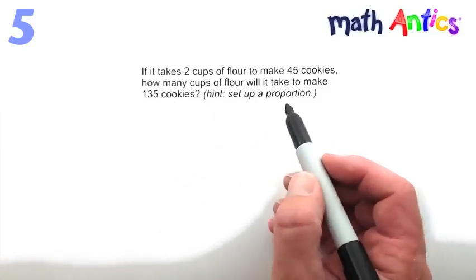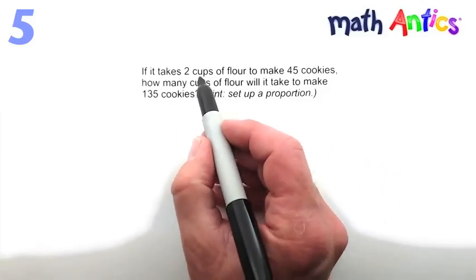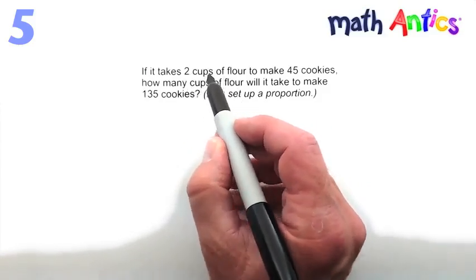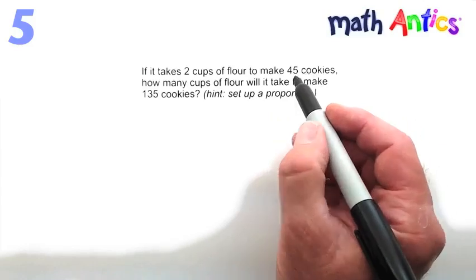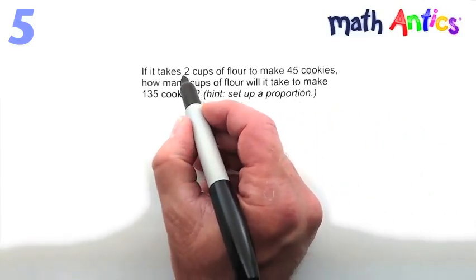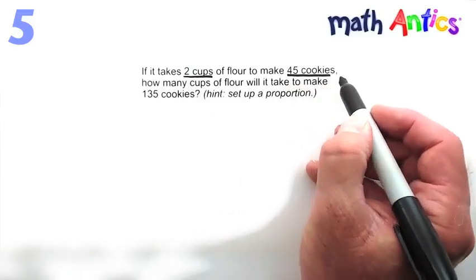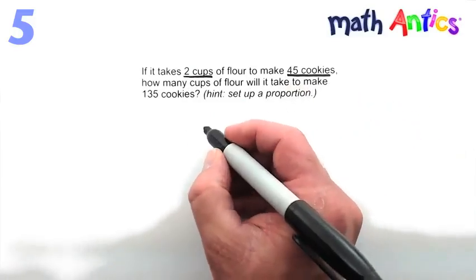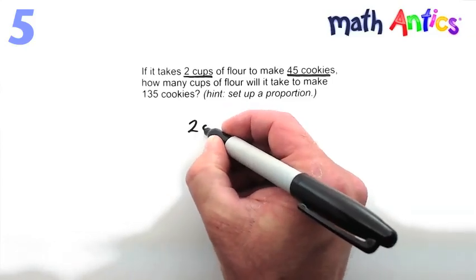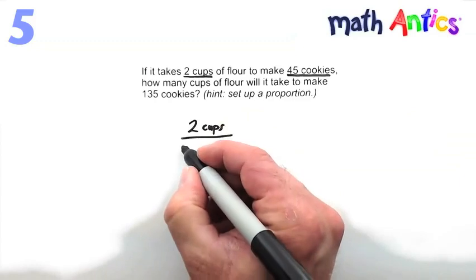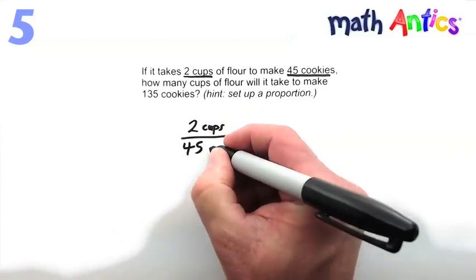All right, so a proportion is 2 ratios set equal, and it looks like here we're going to have a ratio of the amount of flour, the number of cups of flour, to the number of cookies that we're going to end up with. So it tells us here that if we have 2 cups of flour, we're going to have 45 cookies out of that. So let's set up that as our first ratio. 2 cups of flour, that's cups there, 2 cups, and that's going to give us 45 cookies.